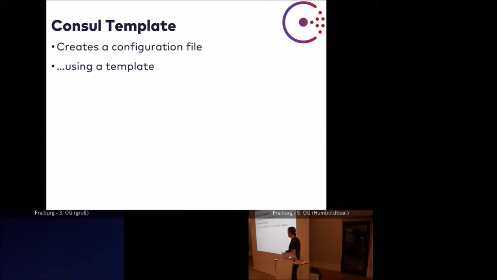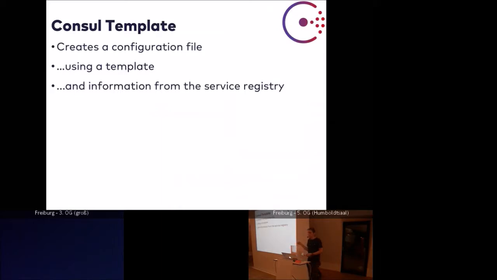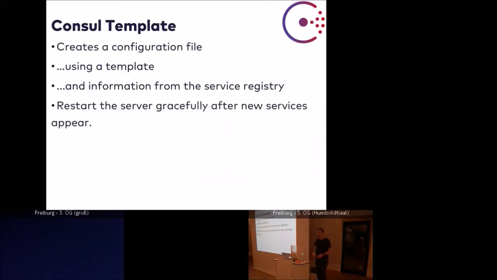And it fills in some information from the service registry. And it can even restart the server. So what I do is I start console template, which is some process. Console template creates the configuration file for HTTPD, and it says, well, here is the customer service, here is the order service, and here is the invoice service, and so on. And these are the IP addresses. So if one request comes in, please forward that to one of those IP addresses. And if there is a new service registered, that configuration file will be changed and the service will be restarted.